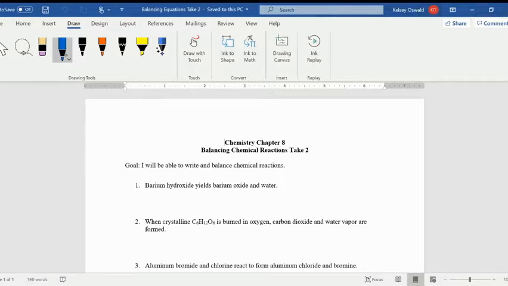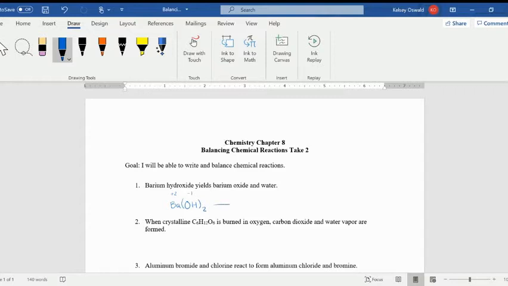Okay, so for the first one, we have barium hydroxide yields barium oxide and water. Since we only have one thing before the yields, that means barium hydroxide is our only reactant. When writing our formulas, remember to balance your charges. If we look on the periodic table, barium is +2, hydroxide is -1. So in order for those charges to balance out in our formula, we're going to need 2 of those -1 hydroxides to go with our +2 barium.